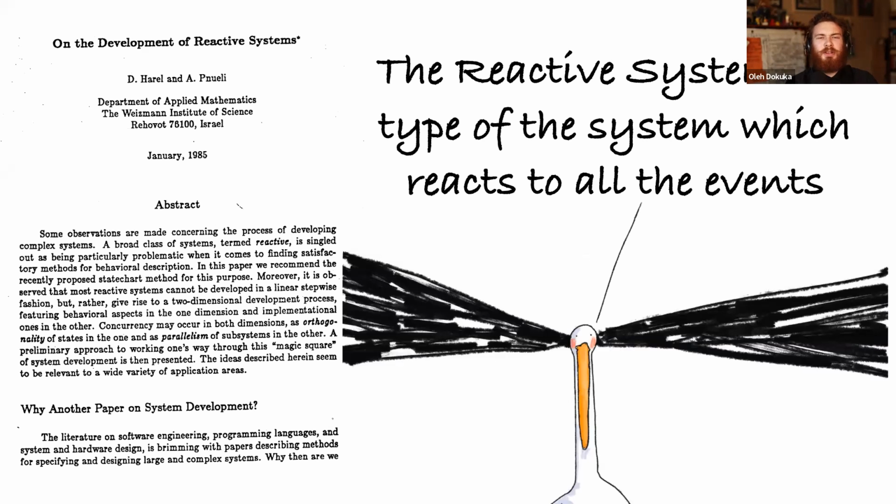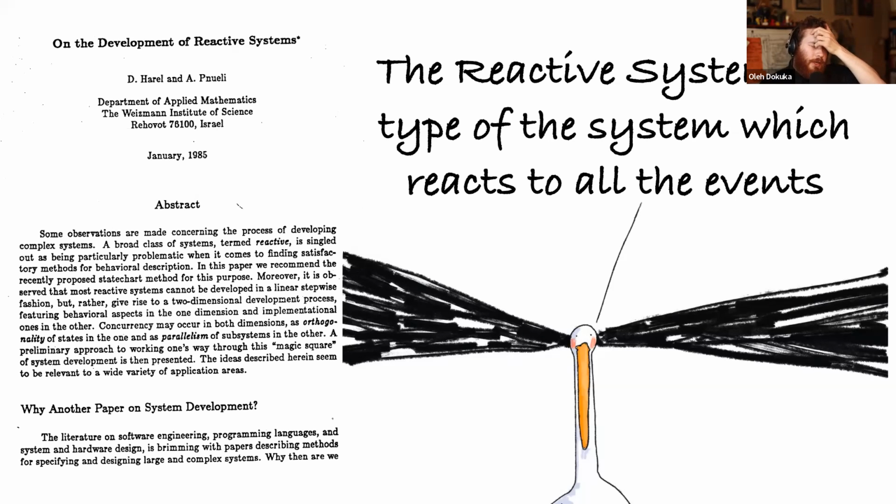And the first appearance of the reactive word happens in the context of the system. So it appears as a reactive system. And if you look through this white paper, you'll figure out that in this context, reactive is about a type of system which reacts to all of the events. That's basically what I told you at the very beginning. So it continuously reacts to everything that is happening over time without stops.